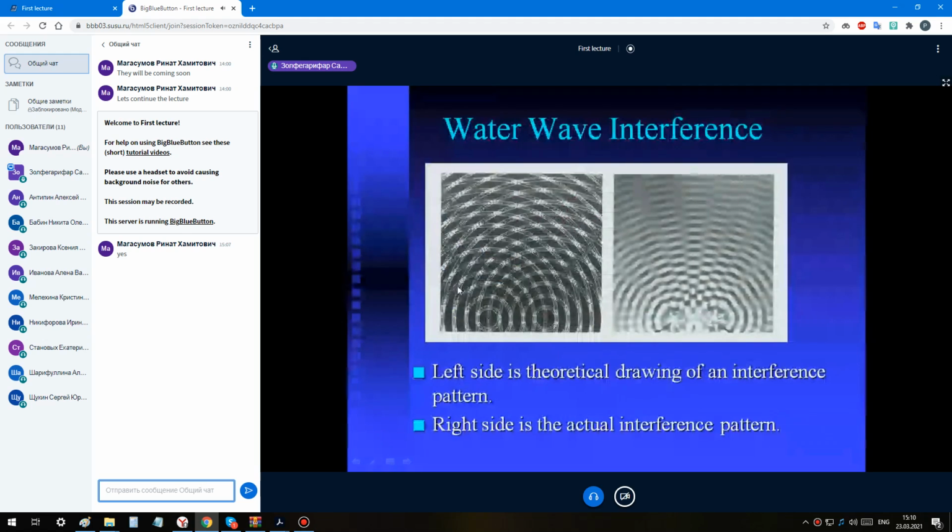Also, this slide shows the schematic shapes of water wave interference. The left side is a theoretical drawing of an interference pattern, and the right side is the actual interference pattern.